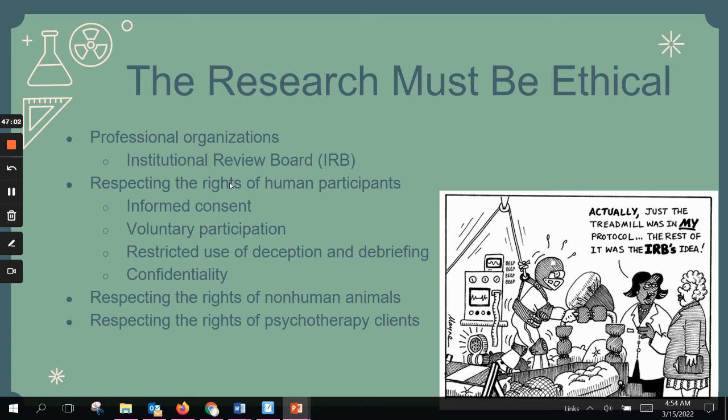But there's a couple of different instances where they can break confidentiality. One, if the person is harming somebody else. Two, if the person is going to harm themselves. And three, if somebody is harming the participant. Those are the three ways clients can break that confidentiality.